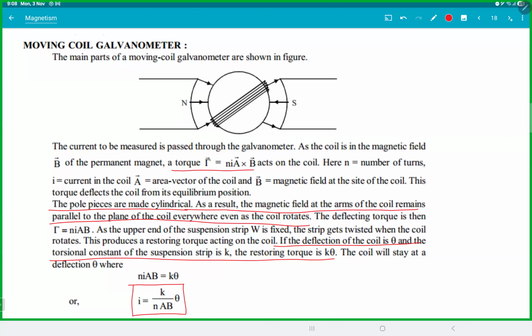So here there's one more important thing. This quantity K by NAB is called the galvanometer constant. There is a question like this: find the galvanometer constant. There is also another name for it. It's also called the figure of merit. It did come once, like they said find figure of merit and people were clueless. It is simply the current per unit angle. They'll give you all the values, they'll give you K, N, A, B, and they'll ask you the figure of merit.